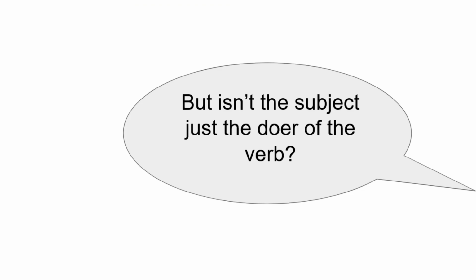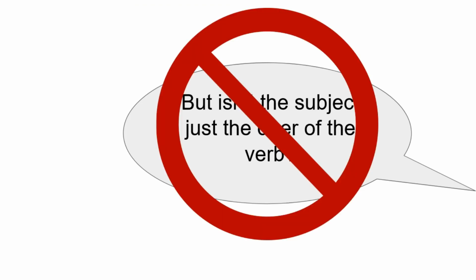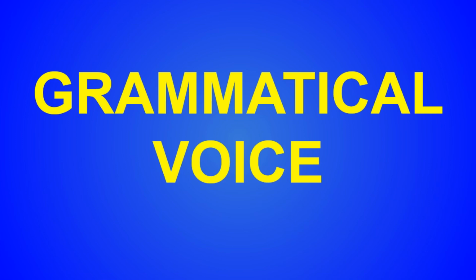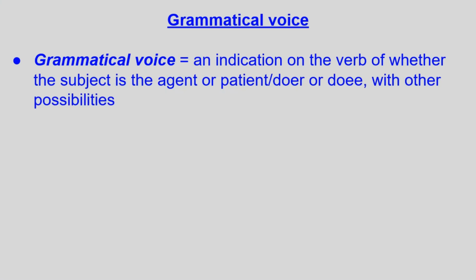Back in the noun glossary, I briefly covered the misconception that the subject is always the agent or doer of the verb. Well, this category of conjugation clears that up. I'm talking about voice. Grammatical voice is basically an indication on the verb of whether the subject is doing the verb or having the verb done to it, among other arrangements.